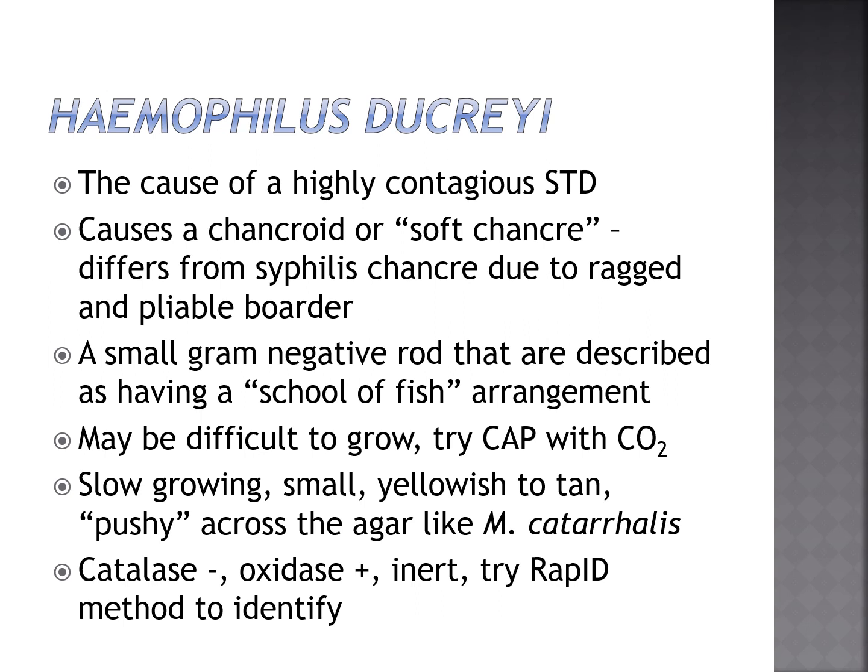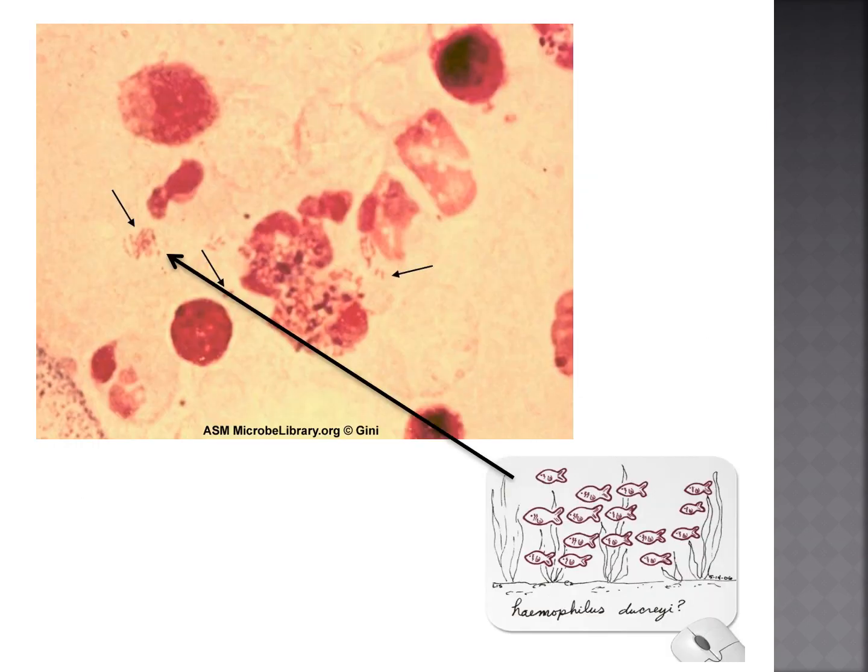It is catalase negative, oxidase positive, and pretty inert. You can try what's known as a RAP-ID, which is a Remel cassette microtest for serological identification of Haemophilus ducreyi. In this gram stain image, you can see what looks like a school of fish. This is the morphological microscopic appearance of Haemophilus ducreyi.